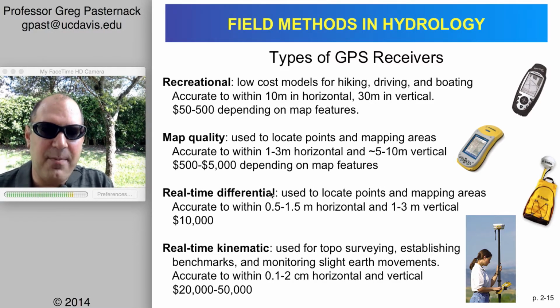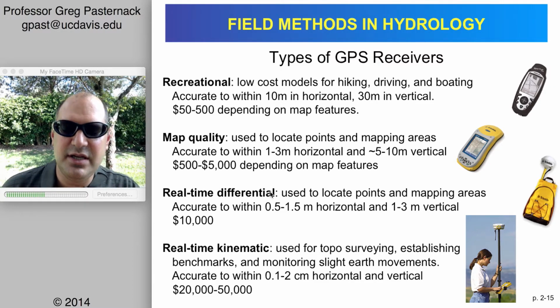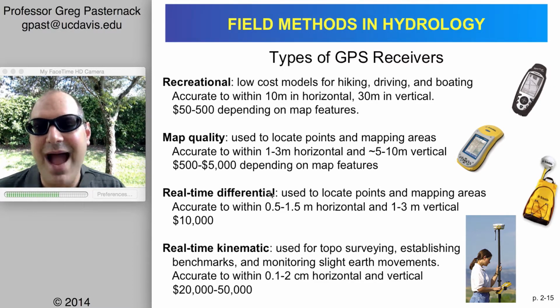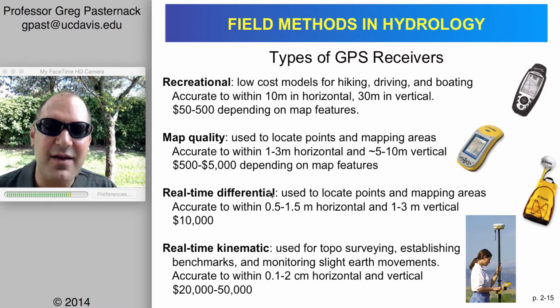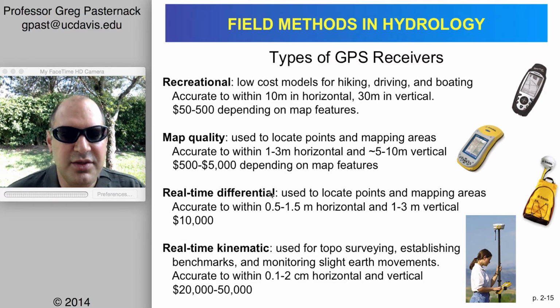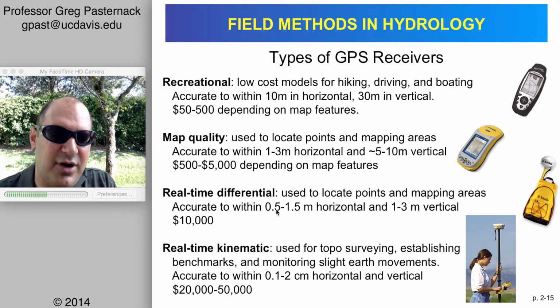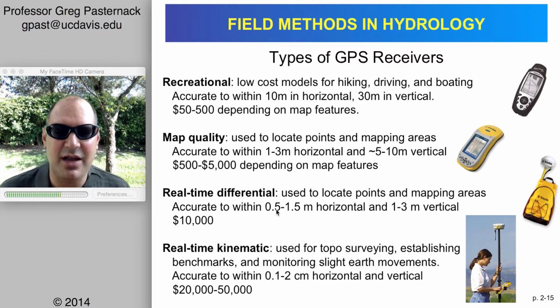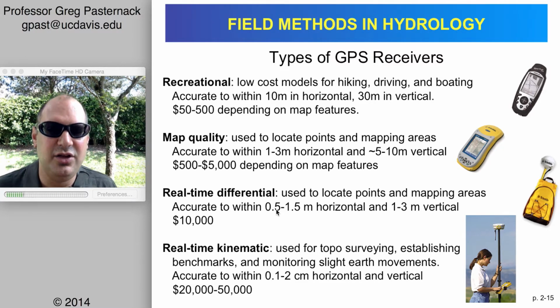The next level up are real-time differential units. The price of these has come down, so they're kind of in the $5,000 to $12,000 range, I'd say at this point. Actually now I would say they're getting down to like a 10 centimeter accuracy, but again, a lot depends on how close the base station is that you're using for that.